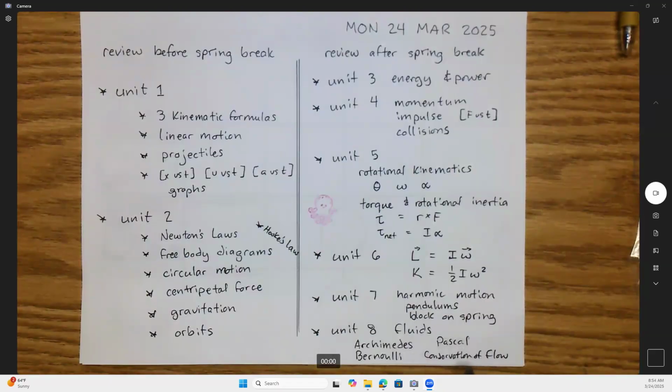Conservation of flow. So if you have a pipe system where the diameter of the pipe is changing throughout the system, the flow rate is conserved. And then that leads to Bernoulli principle, which tells you how the pressure changes throughout that system, right? So there it is. There's the whole course at a glance. So you guys good so far? Very good. All right.